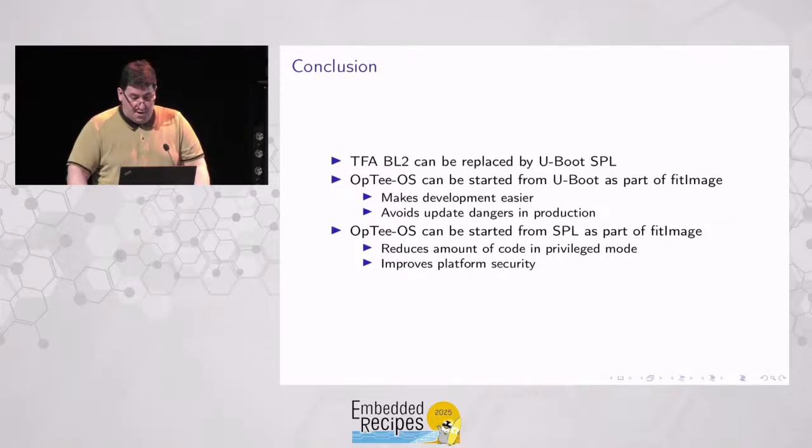So to wrap it up, TFA-BL2 can be replaced by SPL. This gives you automatically the Falcon boot support, and also it's not so difficult. OP-TEE can be started from U-Boot. It makes it easier for you to experiment with OP-TEE. If you are doing OP-TEE development, you can start it from U-Boot, maybe via TFTP, which makes it easier, and also avoids any dangers of ABI incompatibility between the Linux kernel and the OP-TEE bootloader blob.